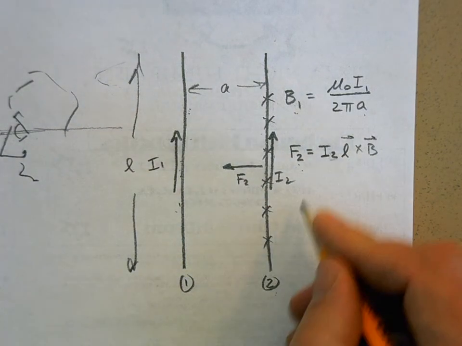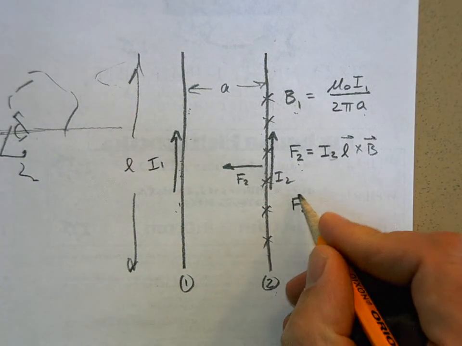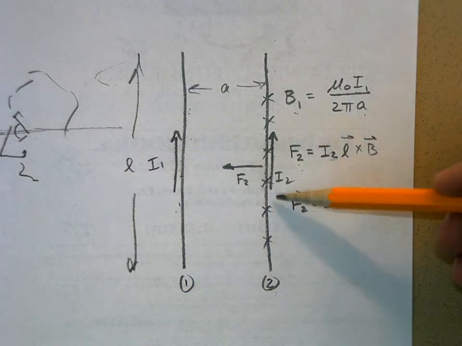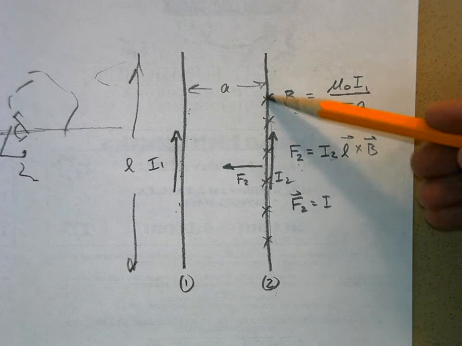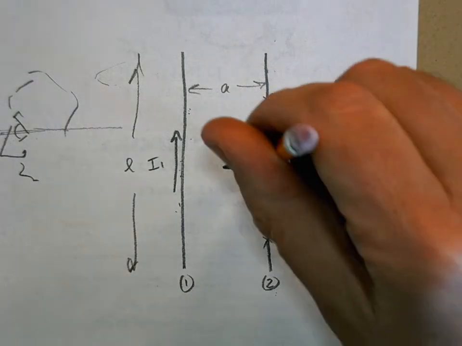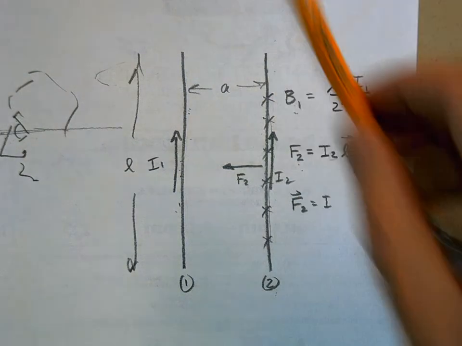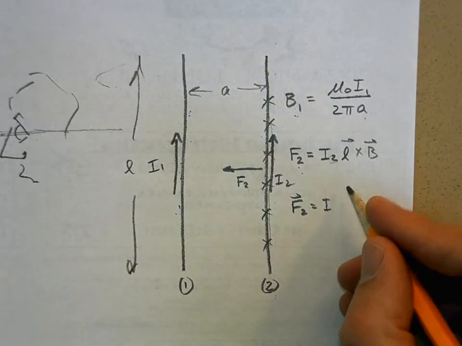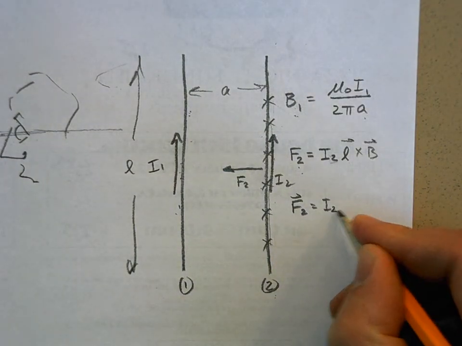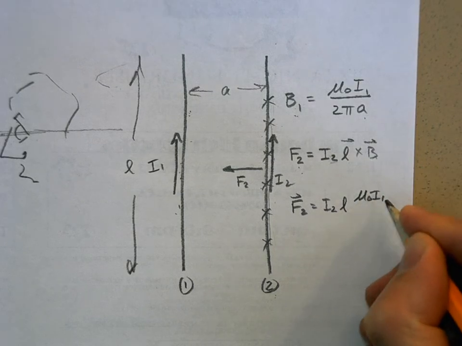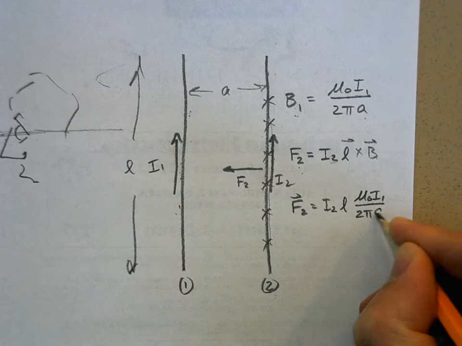Now, what is its magnitude? Well, it's I2. By the way, notice that the displacement of the moving charge, L, is perpendicular to B. This is straight down, so that's 90 degrees. So we don't have to really worry about the cross product. Its sine of 90 degrees is 1. So I2, L, and now what is B? Mu naught I1 over 2 pi A.